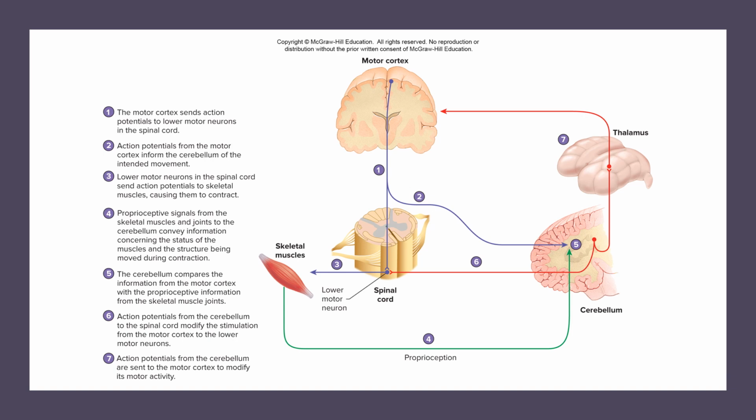So, nagbibigay din siya ng signal going back to the cerebellum. Okay? And then number 5, the cerebellum compares the information from the motor cortex with the proprioceptive information from the skeletal muscles or joints. And then number 6, action potentials from the cerebellum to the spinal cord modify the stimulation from the motor cortex to the lower motor neurons. And then action potentials from the cerebellum are sent to the motor cortex to modify its motor activity. And so this is actually how proprioception happens.